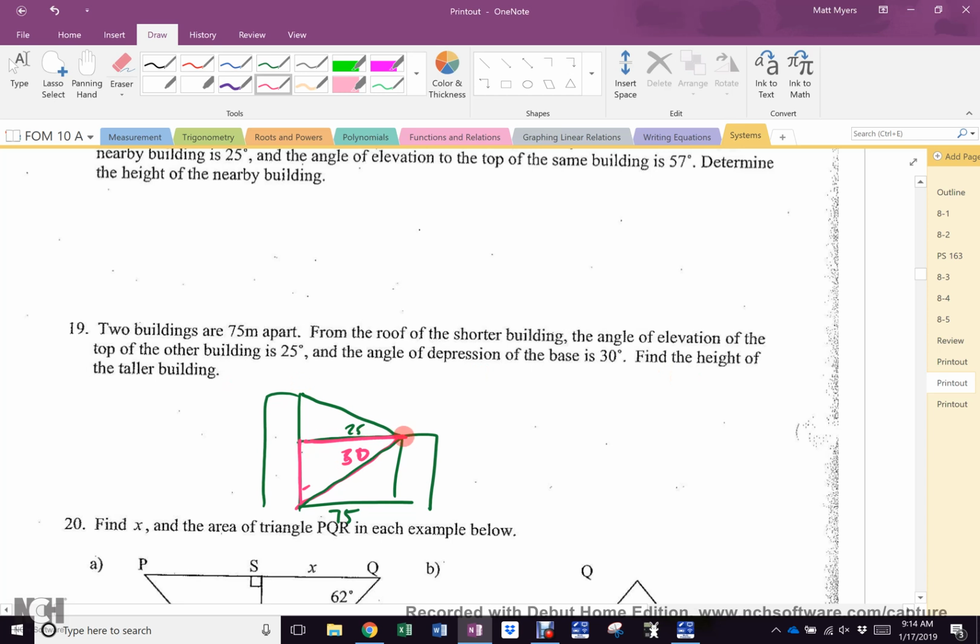What will you use in the pink triangle to find the height of the taller building? What is this? 75. Opposite, adjacent, or hypotenuse? Adjacent. What is this? Opposite. So you have O and A. So what are you going to use? Tan. Tan 30 equals opposite over 75. Number on the bottom, what do?